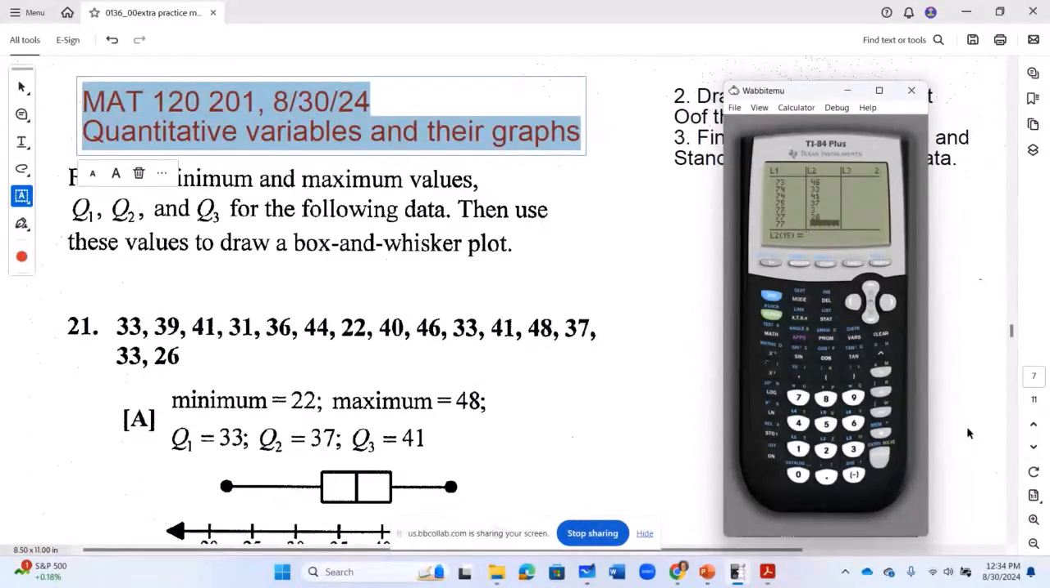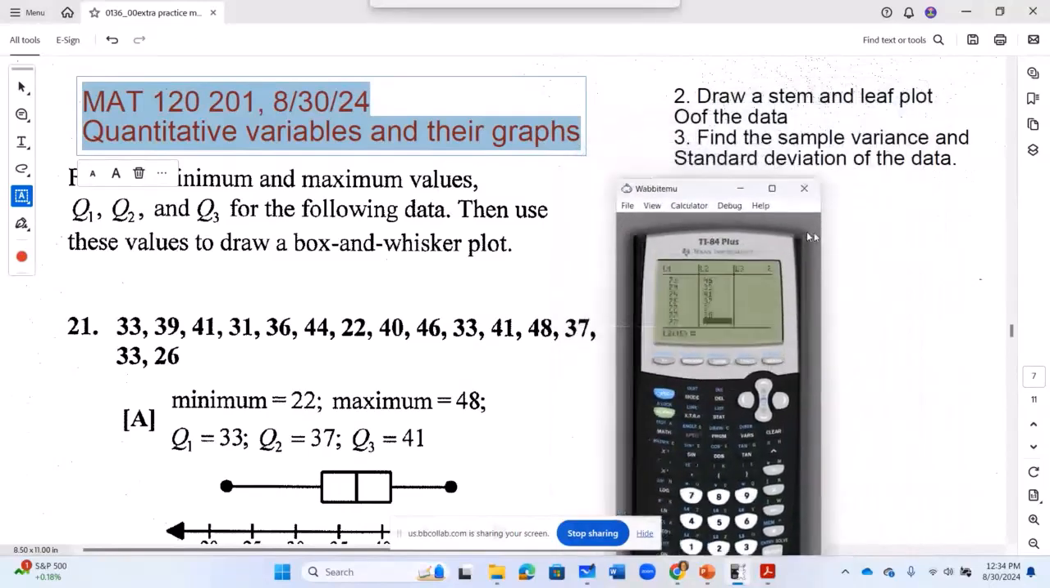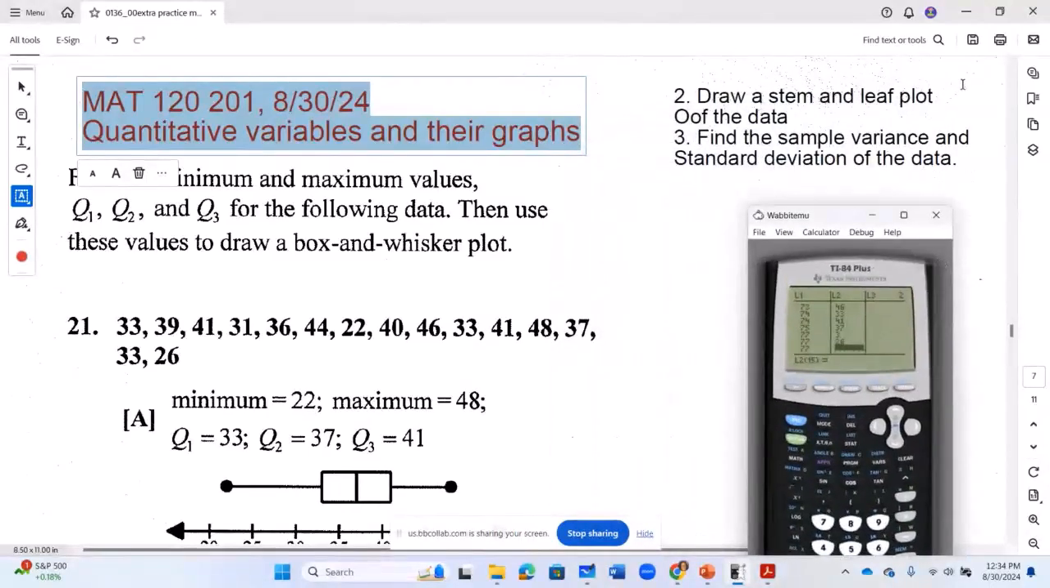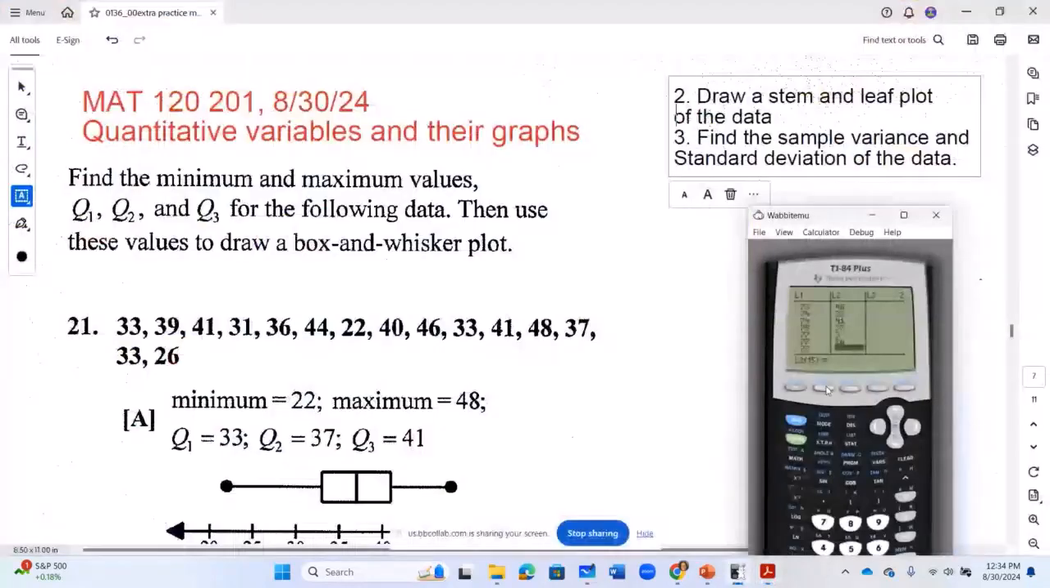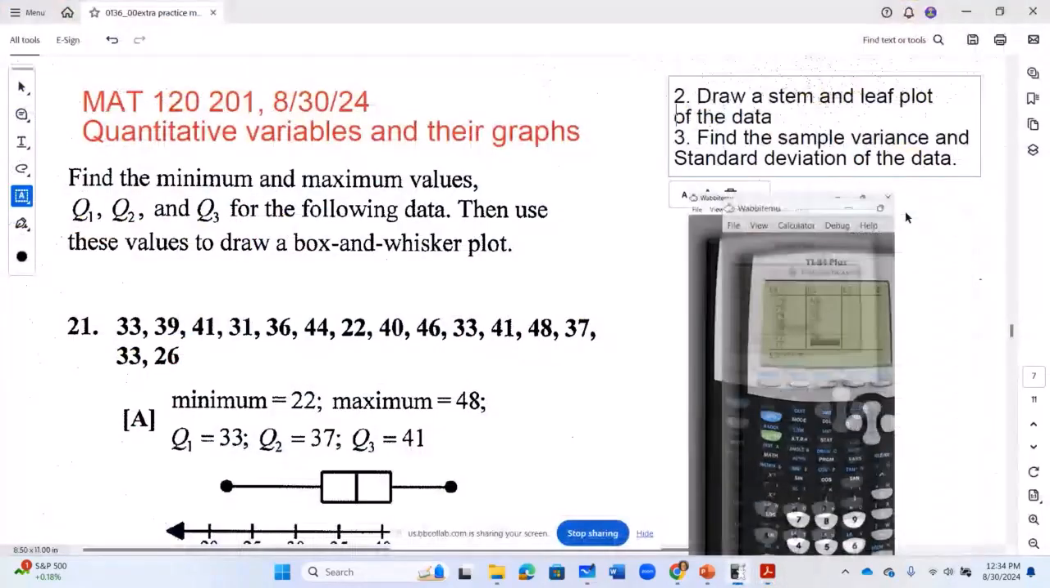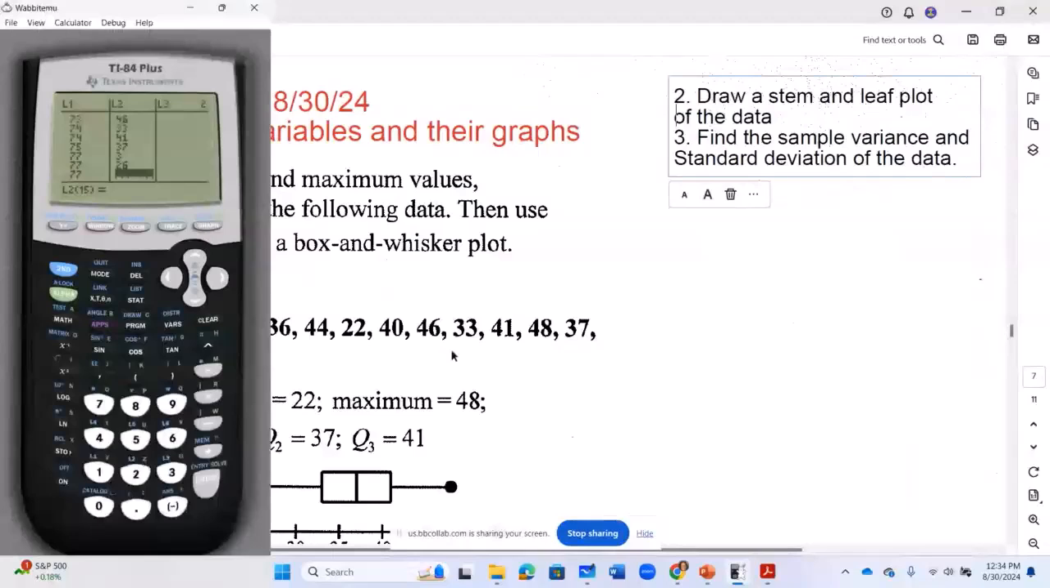Okay, so I am told to draw a box and whisker plot. I want you to see the other questions too. We are also told to find the mean, well, find the sample standard deviation and variance. All right, so the first thing I want to do is to run a one variable stats of this data that I already put in my L1.